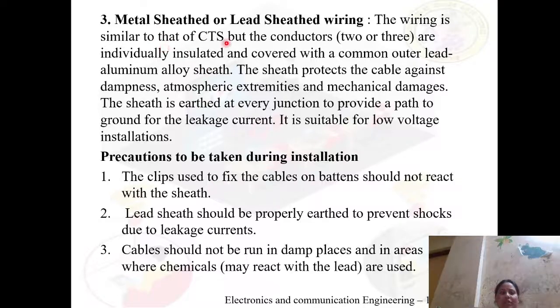Next is metal sheathed or lead sheathed wiring. This type of wiring is similar to the CTS type, but the conductors are individually insulated. The conductors are separately insulated, and they are covered with a common outer lead aluminum alloy sheath. The sheath protects the cable against dampness, atmospheric extremities, and mechanical damage.